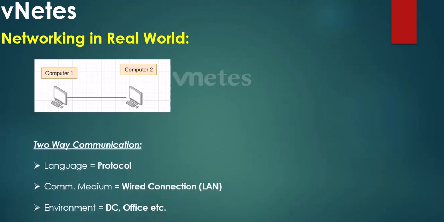So what are all the key points we need to take from this example for the two-way communication? So language, of course, it is a protocol for computers. Okay, what is the communication medium? That is a wired connection, which is LAN. Okay, what is the environment? It is a DC, or it can be an office, or it can be your home. Doesn't matter really. Okay, now let's go to the next example.